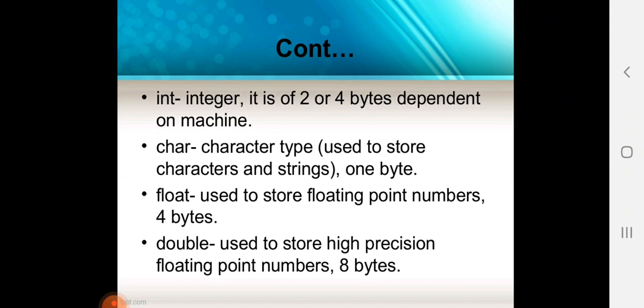So integer means it occupies 2 bytes in memory. Character means it occupies 1 byte in memory. And float means it occupies 4 bytes in memory. And double means it occupies 8 bytes in memory. Byte means 8 bits is equal to 1 byte. So bit means it represents zeros and ones.